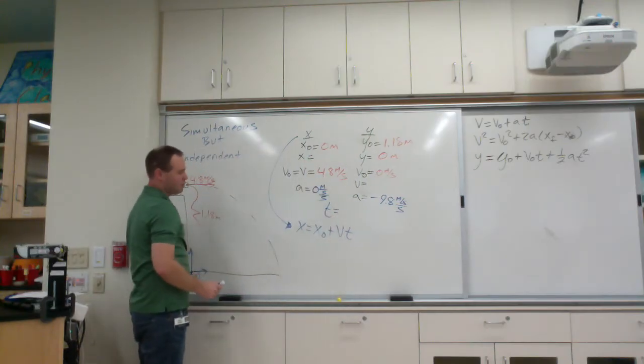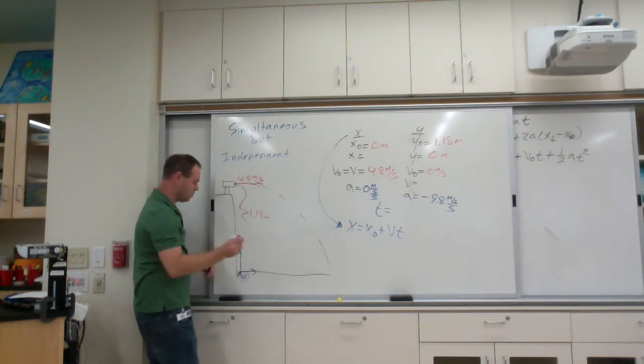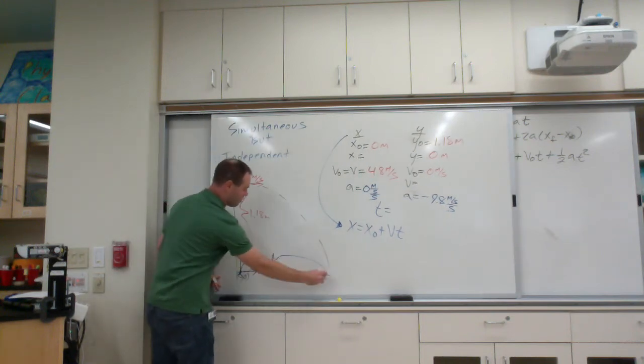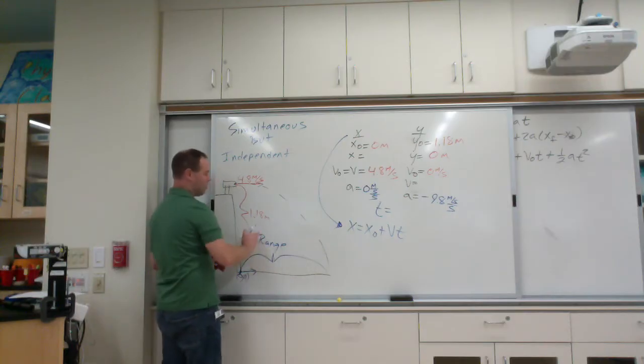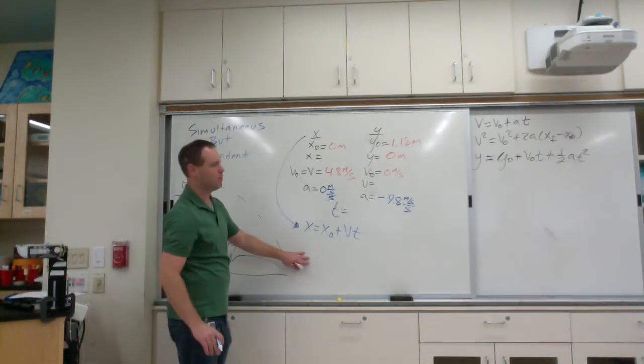By the way, that x value, the farthest distance it reaches in the x direction, we have a special name for that, and we call that the range. So the range that is traveling in the x direction is that final x value.